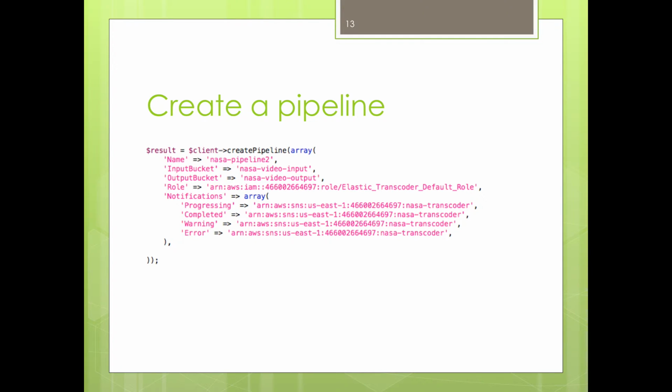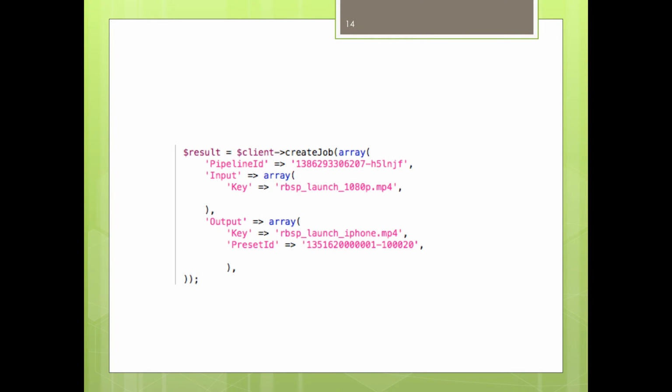This is all the code you need to create a new pipeline. There's not really a good reason to do pipelines programmatically. It's probably a little better to use the console for these, but you can do it very simply. Specify the input, output bucket, the role you get from your security management page on Amazon Web Services, and then you can specify what topic to send the notification to.